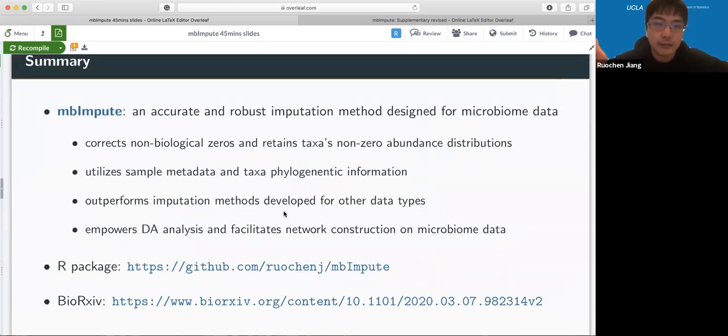So in summary, mbImpute is an accurate and robust imputation method designed for microbiome data. It corrects the non-biological zeros and retains taxa's non-zero abundance distributions. We utilize the sample metadata and the taxa phylogenetic information for the imputation. It outperforms the imputation methods developed for other data types, and it can empower the differential abundance analysis and facilitate the network construction of microbiome data.